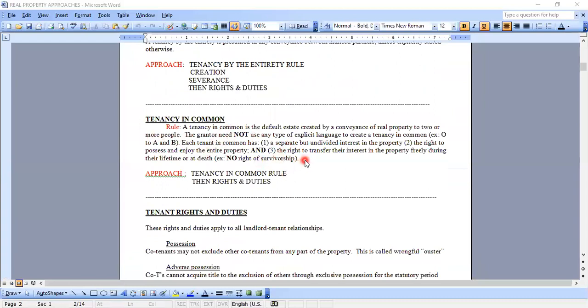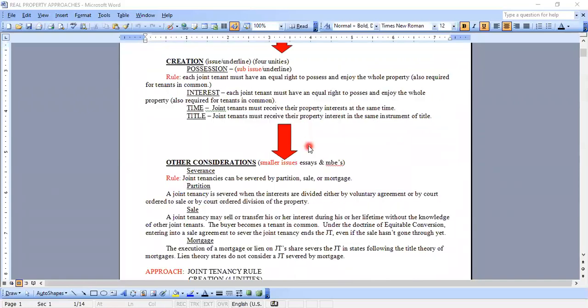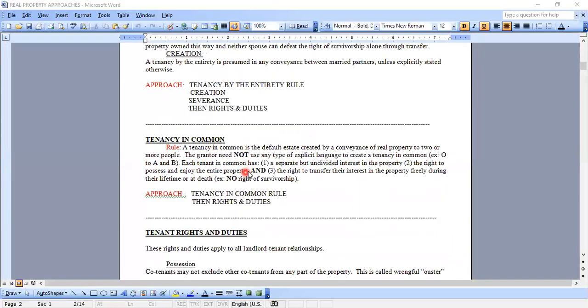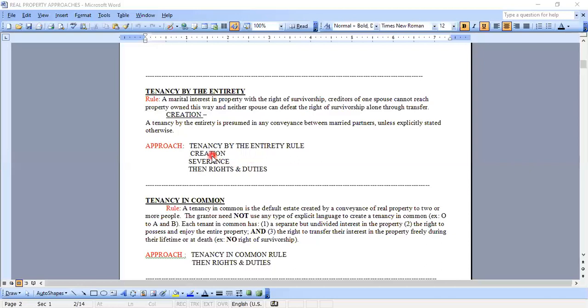Now, this is what I was talking about. When the joint tenancy is destroyed, it becomes a tenancy in common. The rule for this: a tenancy in common is the default estate created by a conveyance of real property to two or more people. The grantor need not use any type of explicit language to create a tenancy in common. For example, up here on the JT, they must use the explicit right of survivorship language. Down here, there is no explicit language. It can just be from O to A and B. That makes it a straight tenancy in common, and we know we're working with the tenancy in common on MBE or essays. We don't have to write the right of survivorship, okay? Let's not get confused about that.